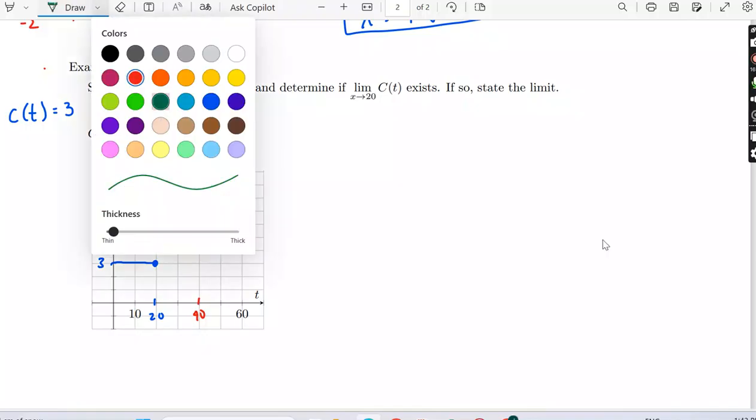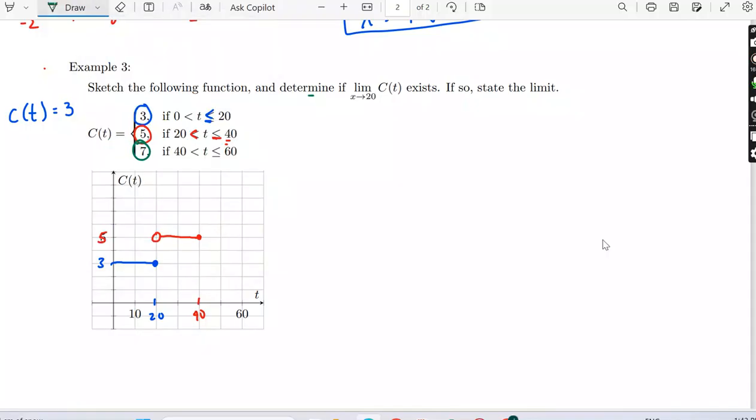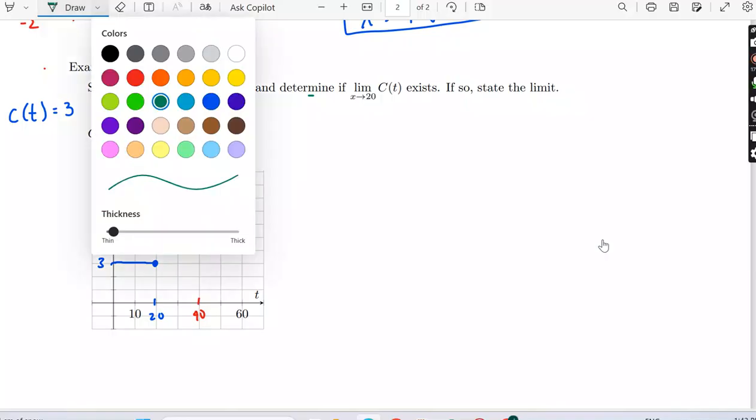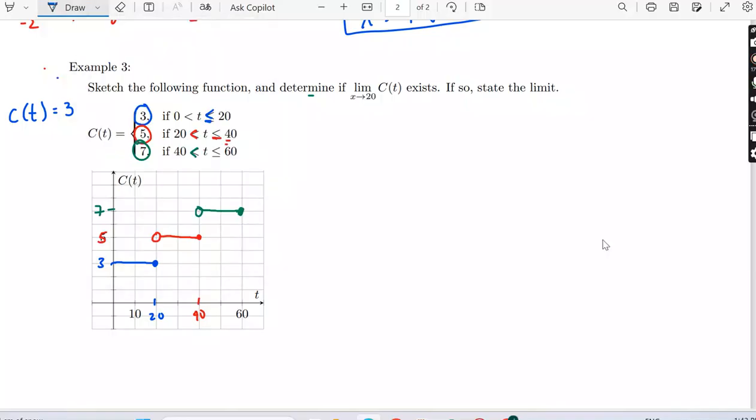And last but not least, C(t) equals 7 when t is bigger than 40, not equal to, strictly bigger than 40, but less than or equal to 60. Connect those two, and there's our last piece. Oh, I made a mistake at the very beginning, didn't I? I should have an open dot at 0 for the same reason I have an open dot at 20 and 40, because it says strictly bigger than 0.